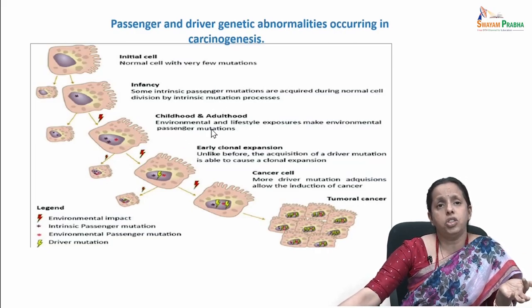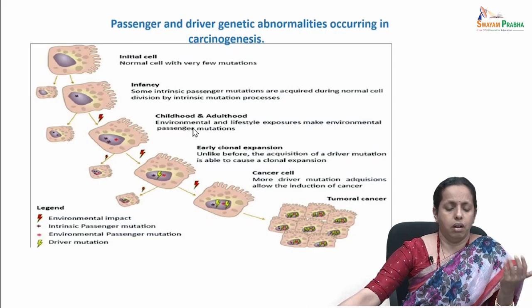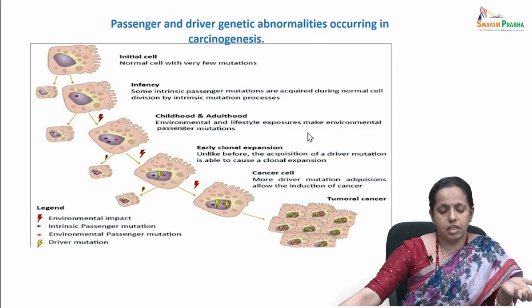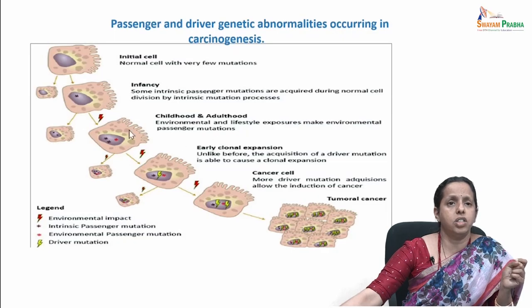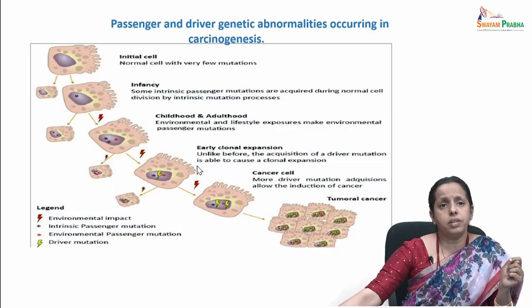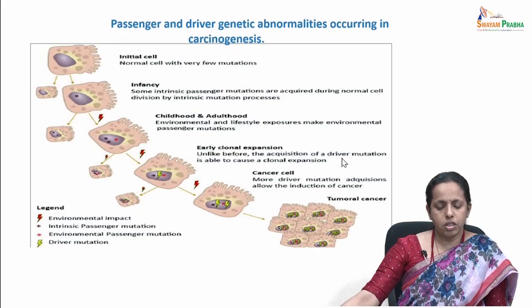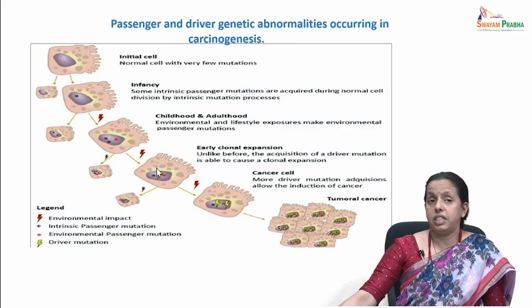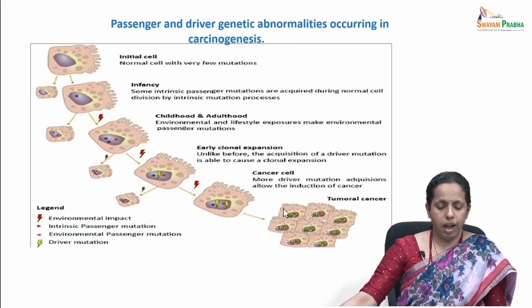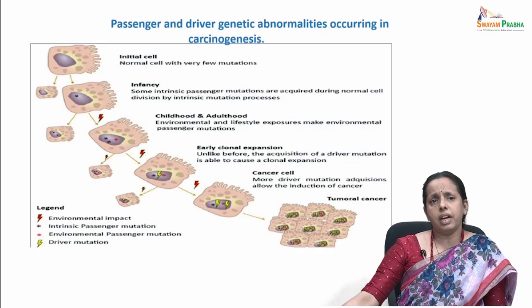Then, however, during childhood and adulthood, you will have several environmental exposures, for example pollution or sometimes lifestyle exposures, like, as I said, asbestos workers, which make these passenger mutations. Then slowly you even have some driver mutations which will cause early clonal expansions, where, unlike before, the acquisition of a driver mutation is able to cause a clonal expansion. You have some driver mutation, maybe continued exposure to the particular carcinogen or any genetic factor, any mutagens, all that you will have. As such, there is a typical cancer coming up. Now, slowly we will get, this is the typical story.